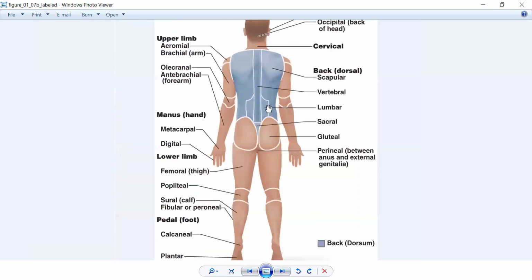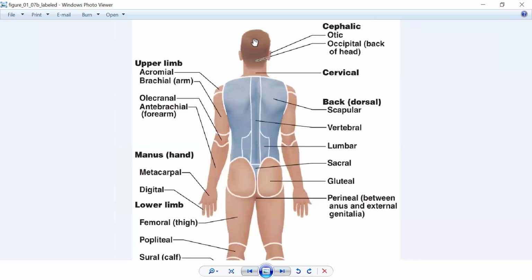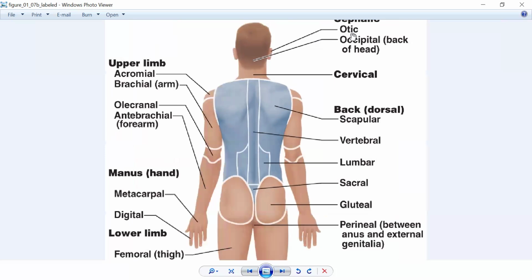Okay, the posterior view. So cephalic, again, the head, right? Now they labeled ear region. The ear is called otic, O-T-I-C. The back of the head region right here is called occipital. Your neck, just like in the front, is referred to as cervical. Usually anything in the back we refer to as dorsal. Right here where shoulder blade region would be is scapular. You must have the R. If you put scapula, then that's, again, referring to the bone.